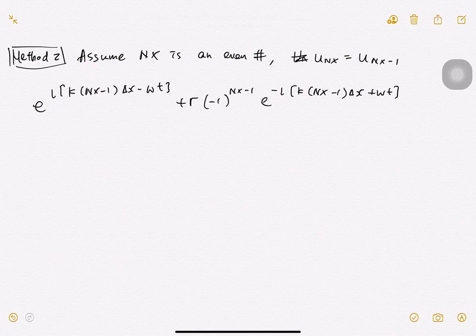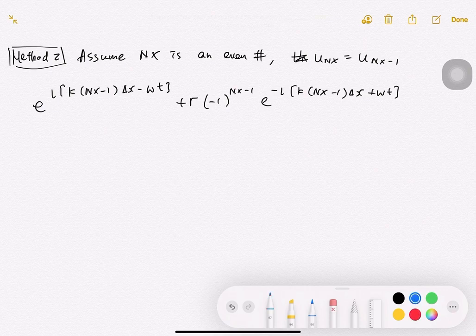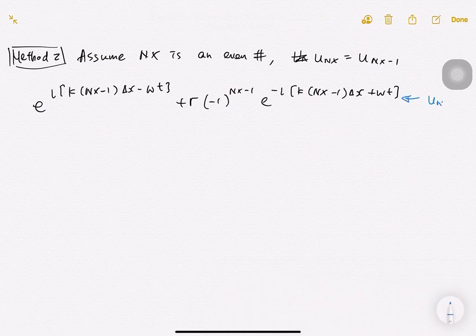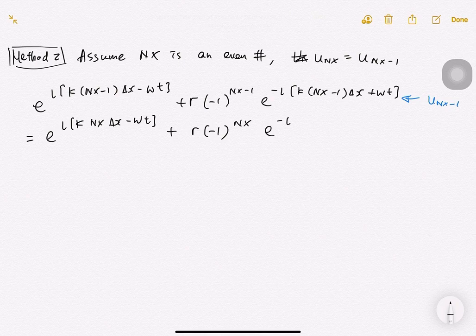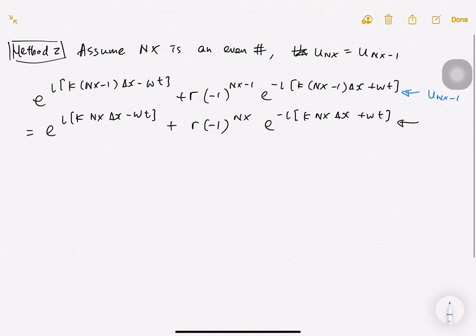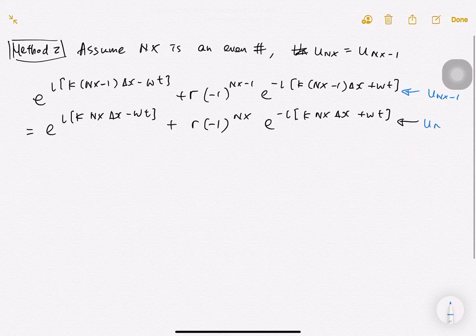Okay, so this is u_Nx, and this is u_(Nx-1), and it equals e^(iota k Nx delta x - omega t) + R e^(...). So this is u_Nx, and they are equal.